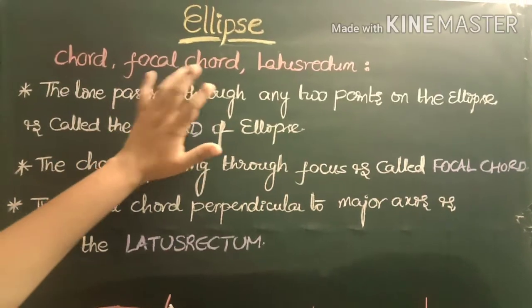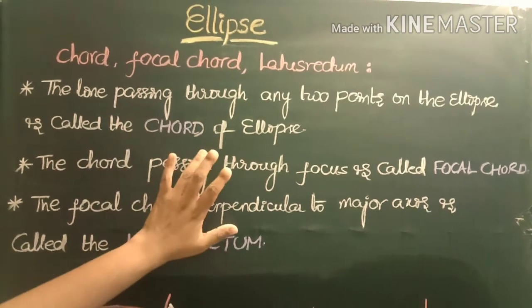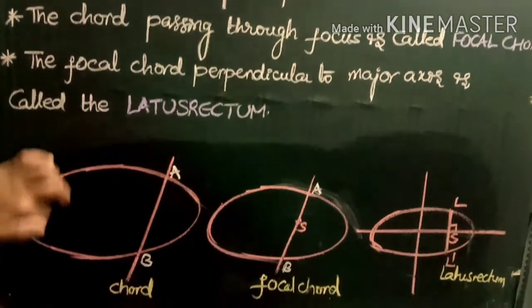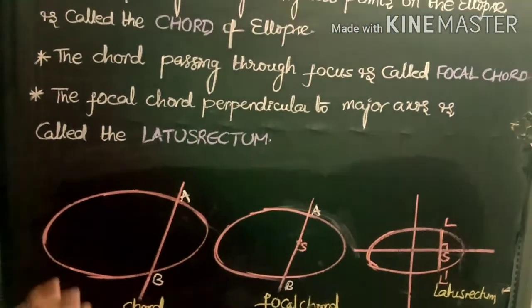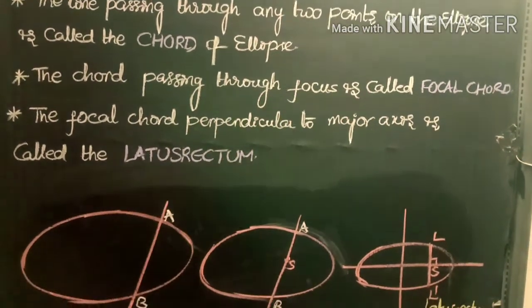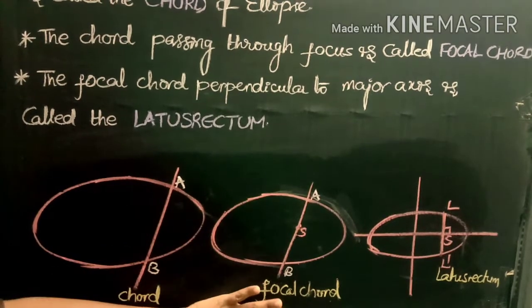Chord, focal chord, lattice rectum. The line passing through any 2 points on the ellipse is called the chord of the ellipse. Now this is the line passing through any 2 points of the ellipse. Now this is called the chord of the ellipse. And the next definition, the chord passing through the focus is called the focal chord. This is the chord passing through the focus. Now this is called the focal chord.